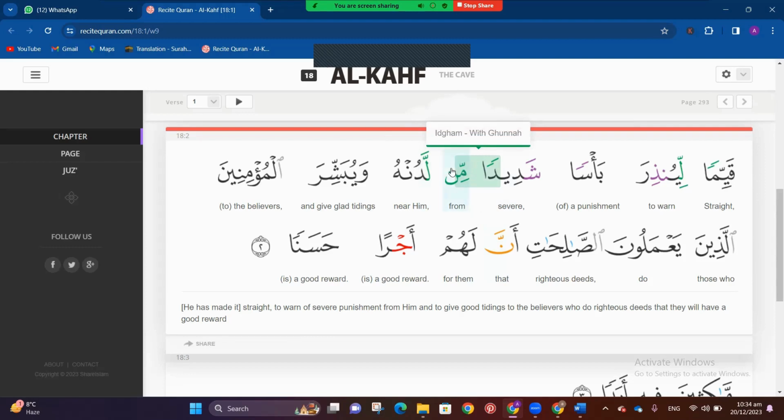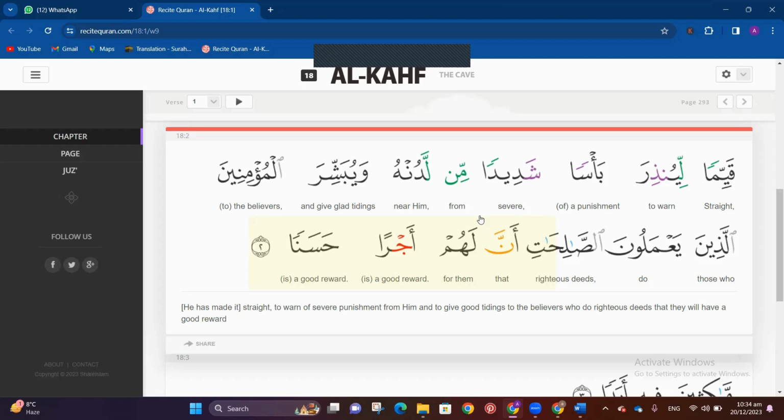Okay, this shadda symbol, whenever the letter meem and noon has this symbol on it, we stay for a bit on that letter, like shadeedam, shadeedam min ladunhu. Okay, we stayed for a bit. These rules will be repeated again and again, so you need not worry about it.